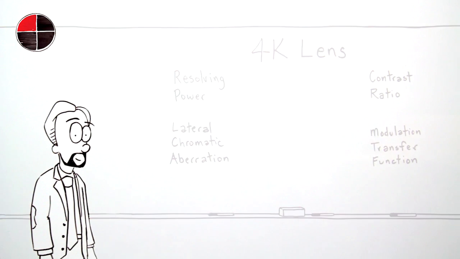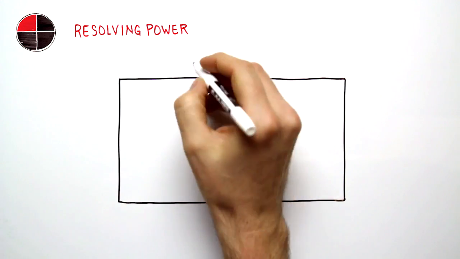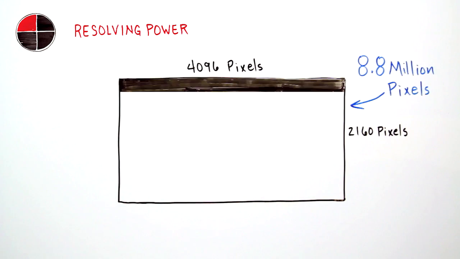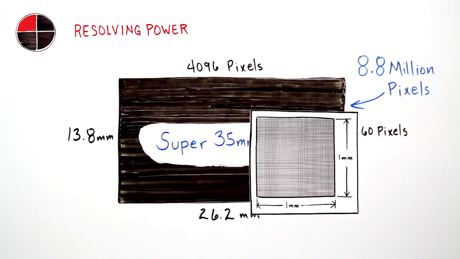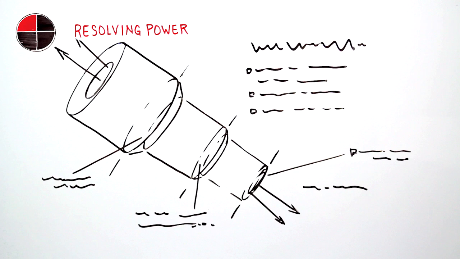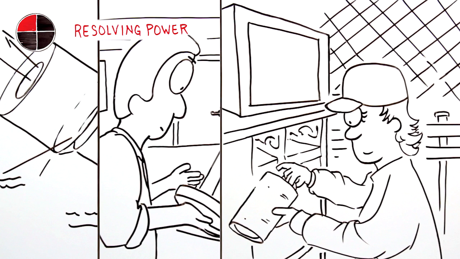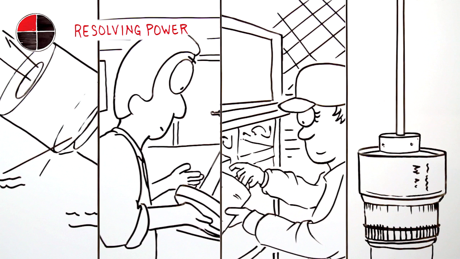Let's start with lens resolving power, the ability to effectively project very fine detail through the lens. High resolving power is needed to take full advantage of a 4K camera, with its nearly 9 million pixels. On a 4K Super 35mm sensor, high resolving power equates to 80 horizontal and vertical line pairs per millimeter. Achieving that resolving power requires sophisticated optical design, premium glass materials, cutting-edge manufacturing and polishing processes, and highly precise alignment and assembly, requirements that Canon has mastered over decades.